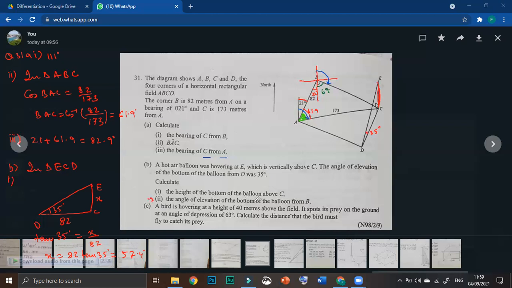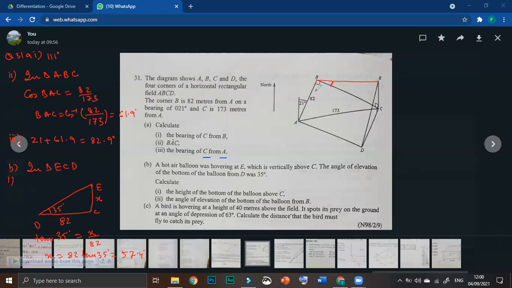Now, in question number 31, part B2, we want to find the angle of elevation of the balloon from B. First of all, we will join the balloon with B like this. We want to find out this angle of elevation from B.